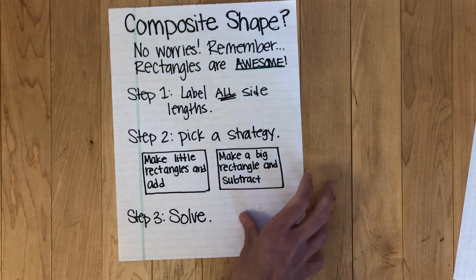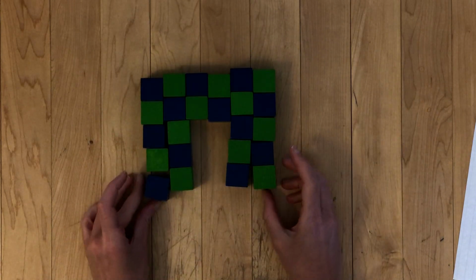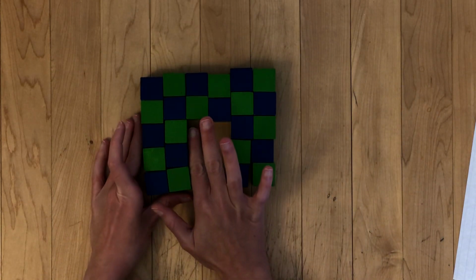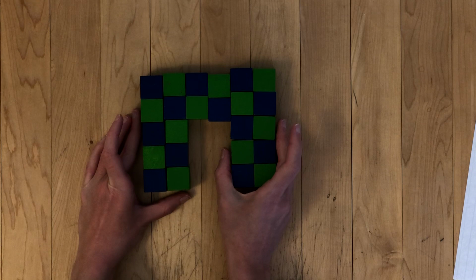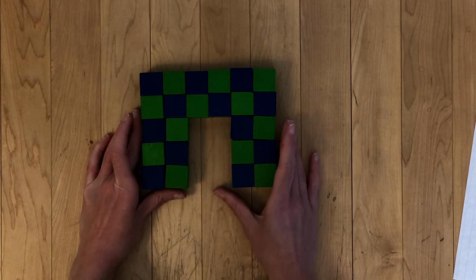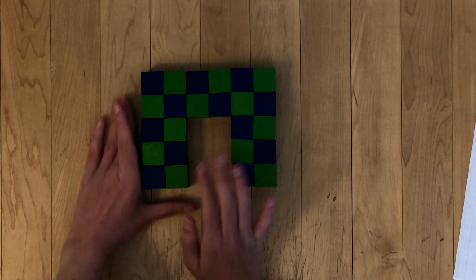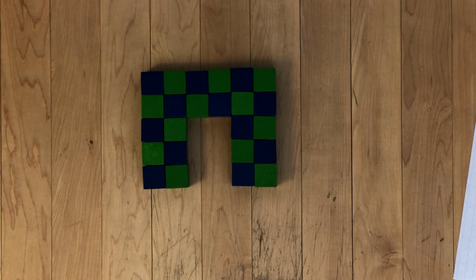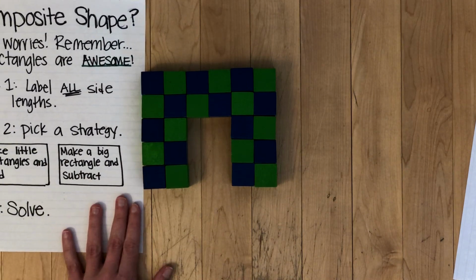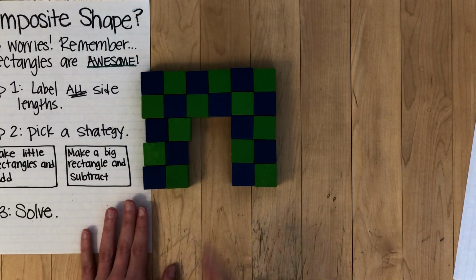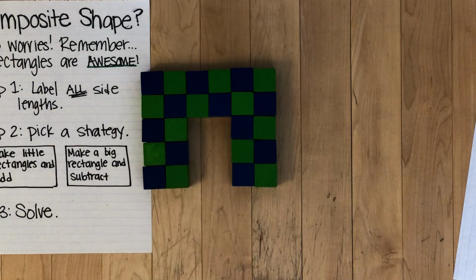Let's put you to the test. I'm going to put a composite shape on your screen right now. Let me make it actually look like a shape. Perfect. Go ahead, and I want you to pause the video and see if you can find the area of this composite shape using one of our strategies, either making little rectangles and adding, or making a big rectangle and subtract. So go ahead and pause the video.